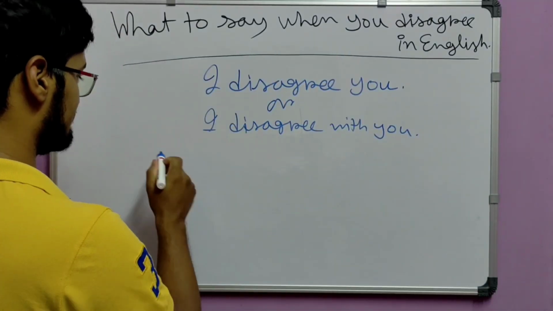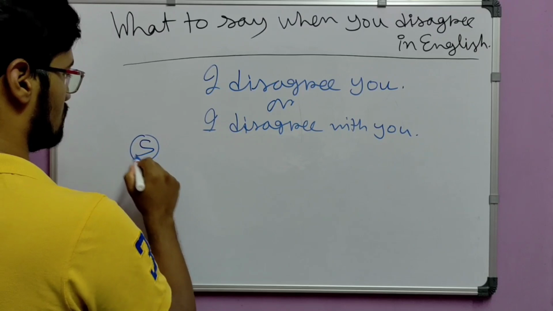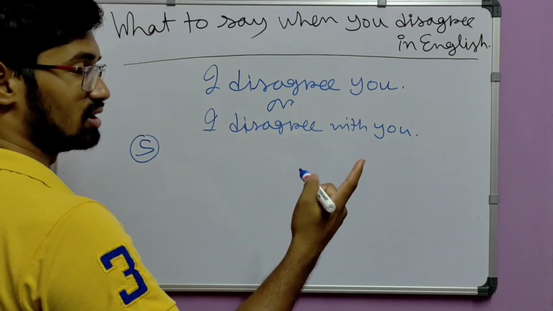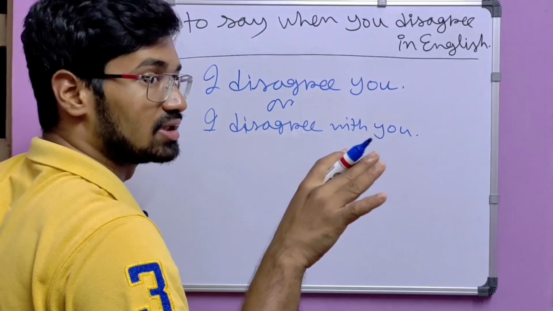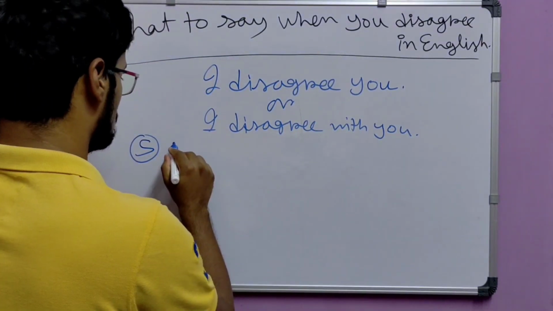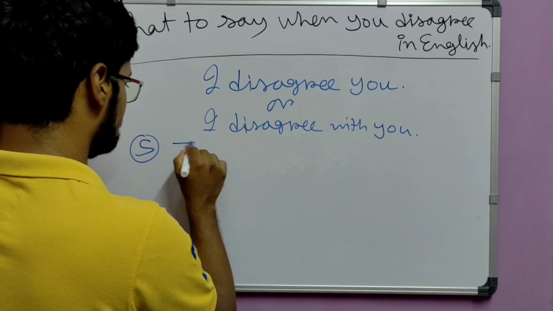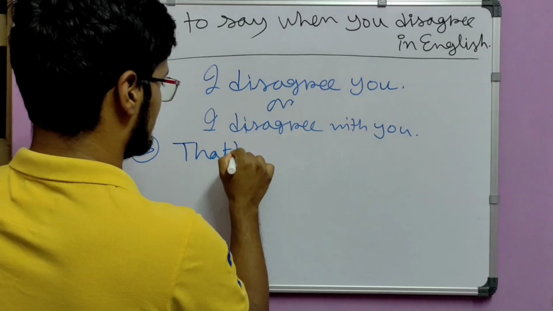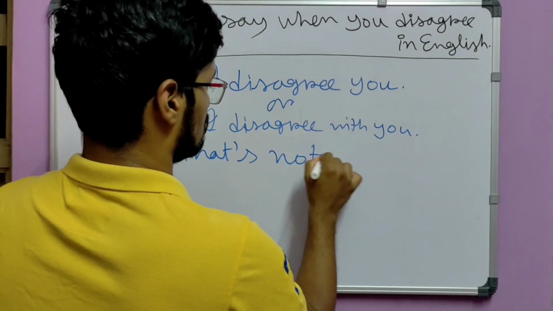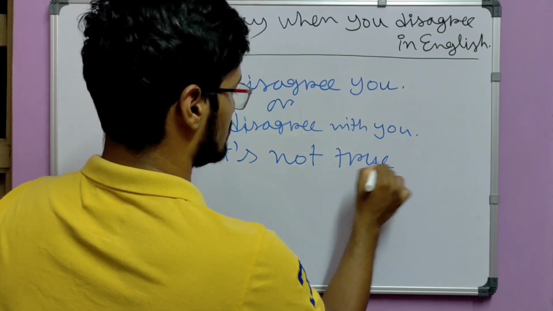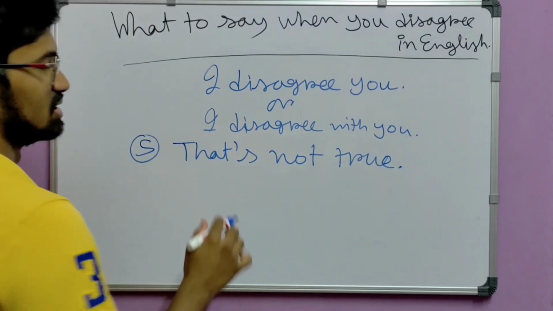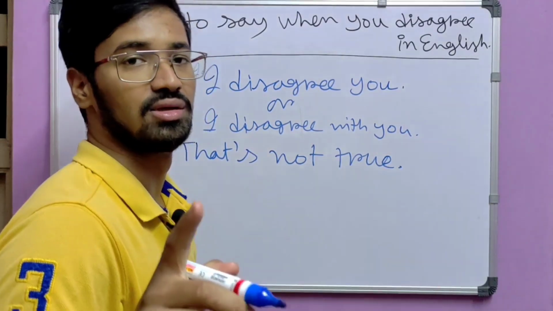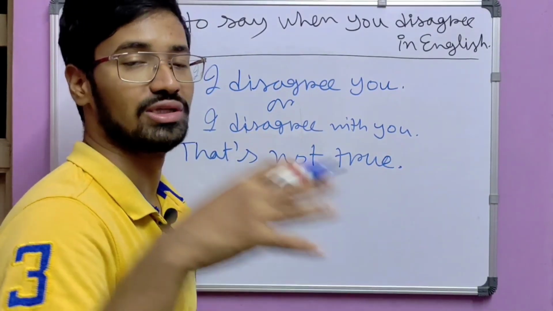Number 5, you can say the previous one, that's not always true. Just omit always. So you can say that's not true. Just omit always. Okay, you can say like this, that's not true. That means you are going to disagree with someone.